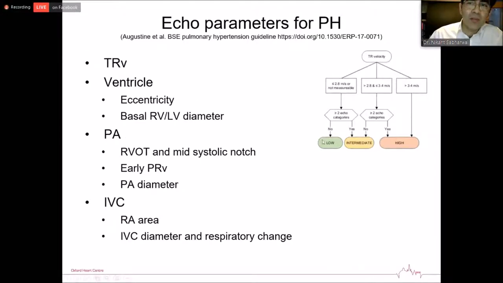So I'll go through these guidelines again. We look at the TR, you measure the velocity, and if it's anything less than 3.4, you have to look at your echo categories. The categories are based on ventricle or PA or IVC RA. If it's ventricle, it can either be eccentricity or a dilated RV. If it's PA, look at your velocity. Remember, an acceleration time less than 105 milliseconds or that mid-systolic notch or the high PR velocity or the dilated PA. Any of those gives you one mark. And for the IVC, a big RA area and a big IVC with reduced respiratory change. You only need 1 point from each of these groups, add them up, more than two echo categories, it immediately pushes you from either low to intermediate or intermediate to high probability of pulmonary hypertension.